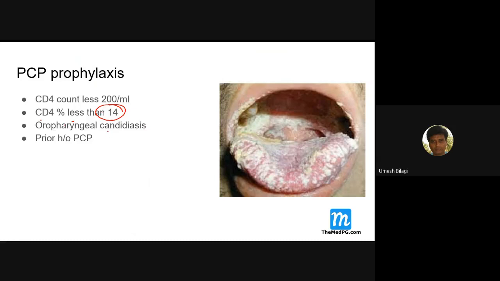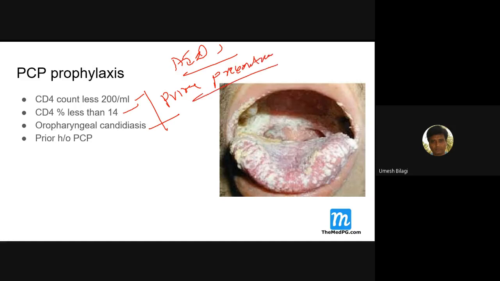And oropharyngeal candidiasis. This is a diagram of oropharyngeal candidiasis. So if in an AIDS patient you see oropharyngeal candidiasis, this forms primary prevention, because this patient has not yet developed PJP or PCP. But if there is a history of PCP, this is secondary prevention.